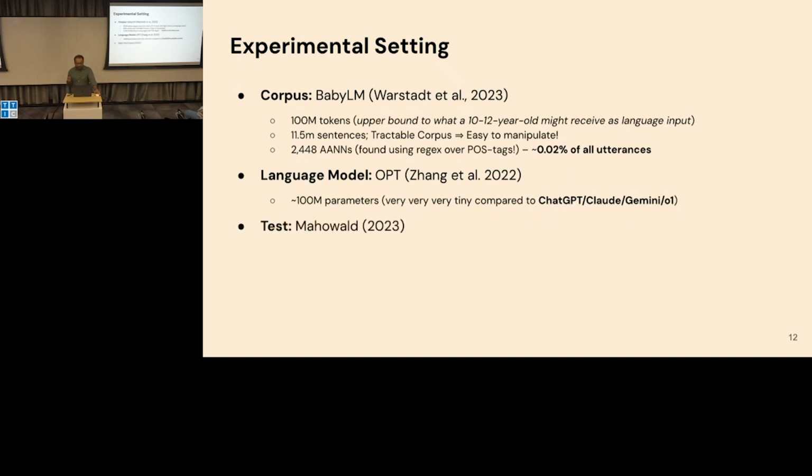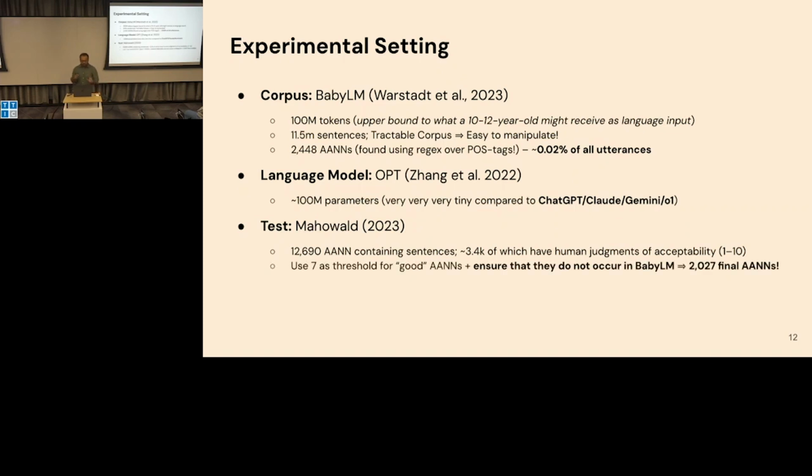And so the question is, how do we actually test knowledge of AANNs? Kyle already had a paper on this, where he created a lot of AANN-containing sentences and collected human judgments of acceptability on a scale from 1 to 10, 10 being more acceptable. And so we used 7 as a threshold for good AANNs, but more importantly, we ensured that none of these AANNs actually occurred in the training corpus. So when we eventually test models, we are testing on stimuli that the models have not jointly seen. And so this ends up being about 2K final AANNs.